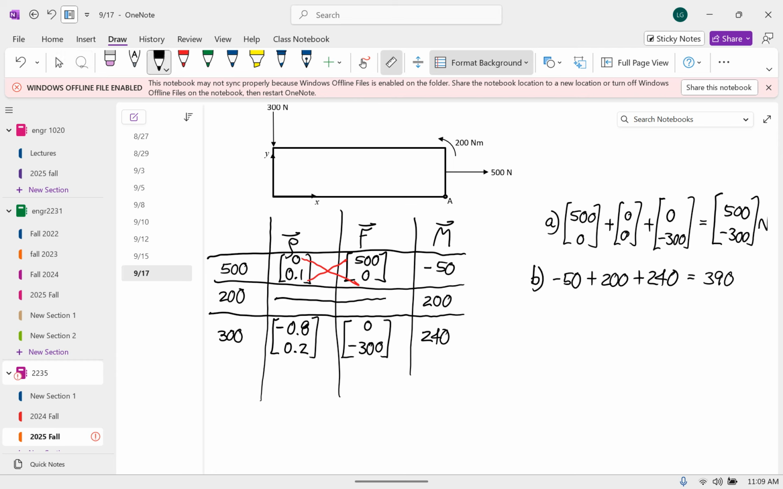And so the net moment is 0, 0, 390, and the units are Newton meters. So if these are all the loads acting on this, the next question is, would this be in static equilibrium? Well, no. If it's in static equilibrium, the sum of all the forces would be 0, and the sum of all the moments would be 0.